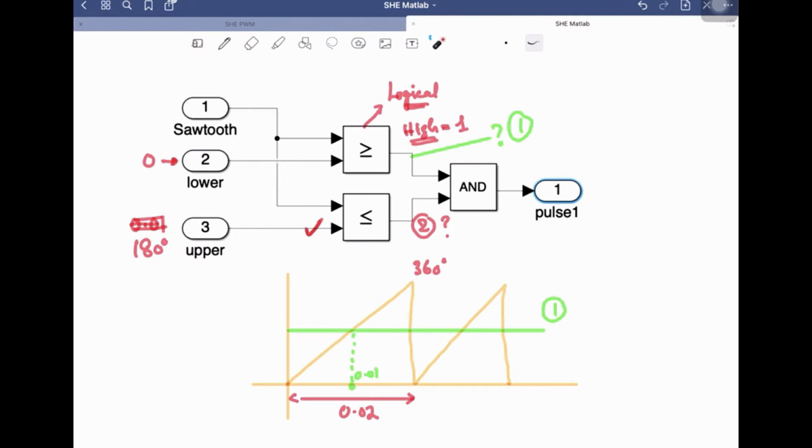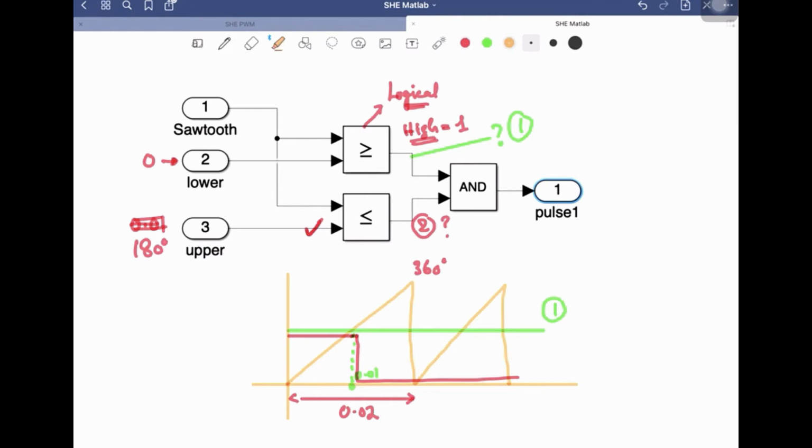So this particular block is going to give you the output like this. It will be giving you logic high up to this point, and after that this condition is going to become false, so its output will go to 0. So this is the output at the point 2.